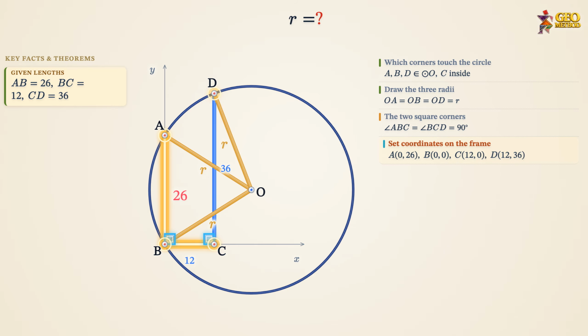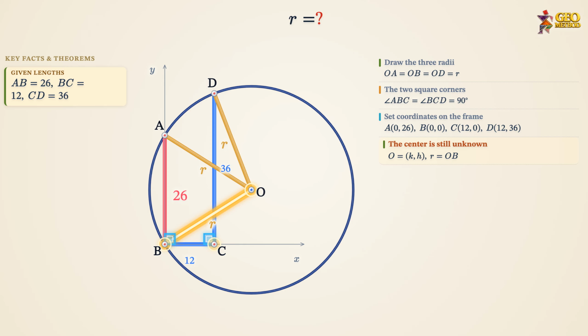Put B at the origin, extend segment BC as the x-axis, and extend segment BA as the y-axis. Then A sits 26 straight up, C sits 12 to the right, and D sits 36 above C. Coordinates turn the geometry into algebra.